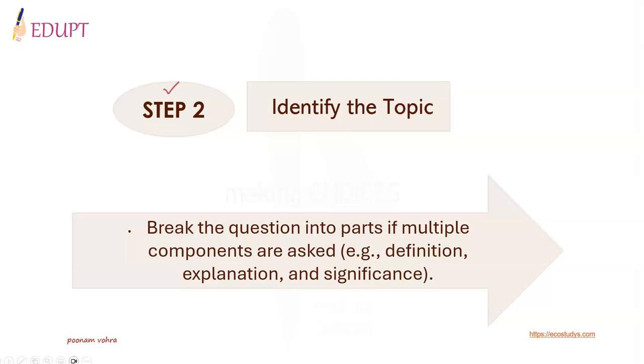Step 2, identify the topic. Recognize the topic the question belongs to. That is, does it belong to national income, economic reforms, or any other such topic? Then break the question into parts. If multiple components are asked, for example, definition is asked, explanation is asked, and significance is also asked, so write your answers in the same manner.